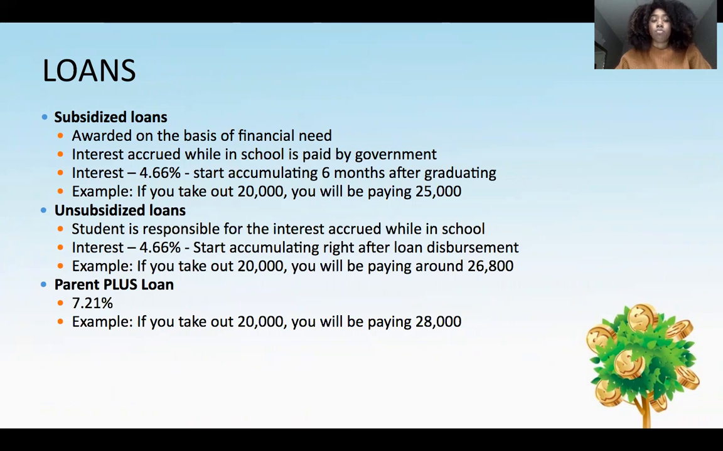With unsubsidized loans, the student is responsible for the interest accrued while in school. It is the same interest rate as the subsidized loans, but it starts accumulating right after the loan is dispersed, which means that it'll start accruing while in school, and the student will still have to be responsible for that interest. Example, if you take out $20,000, you will be paying around $26,800. Then we have a Parent Plus loan. The interest rate is a bit higher at 7.21%. And the example is if you take out $20,000, you will be paying $28,000.